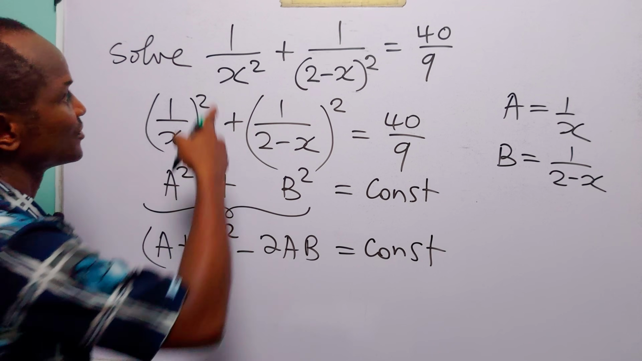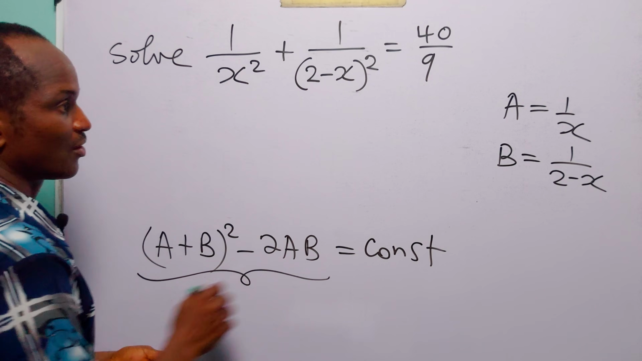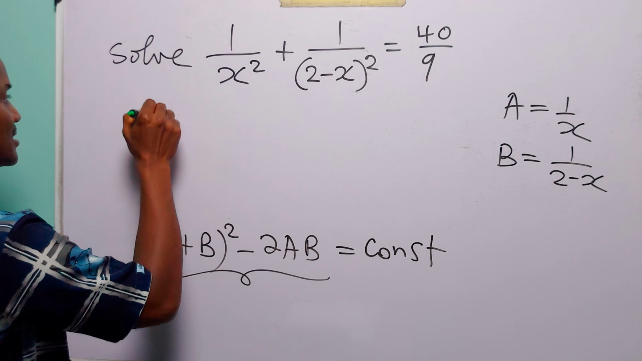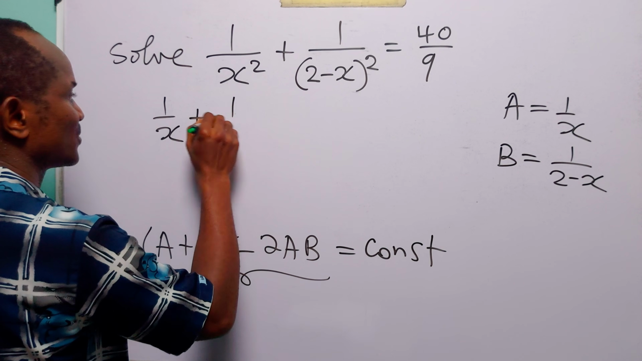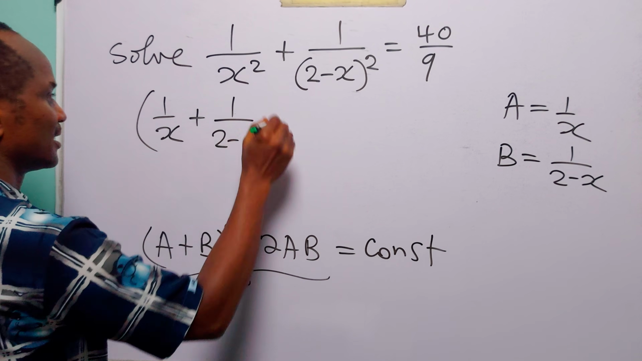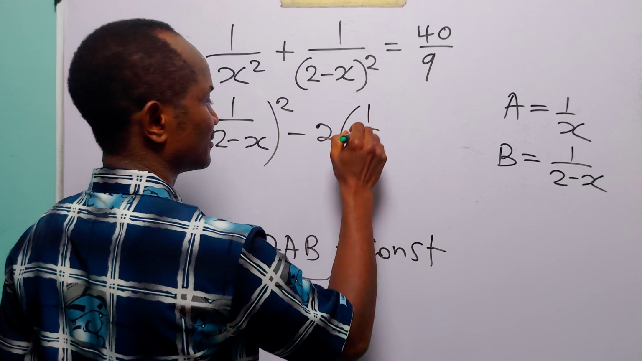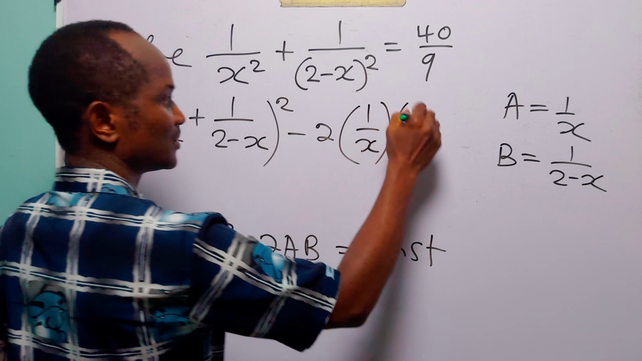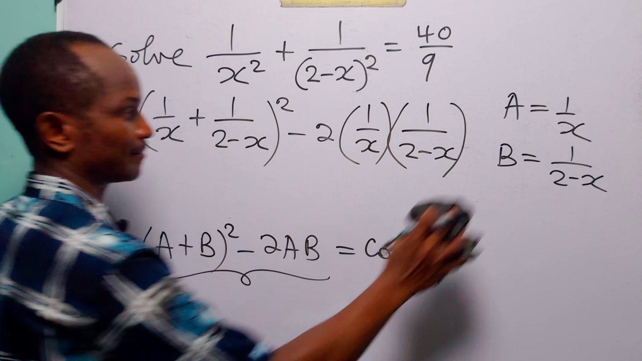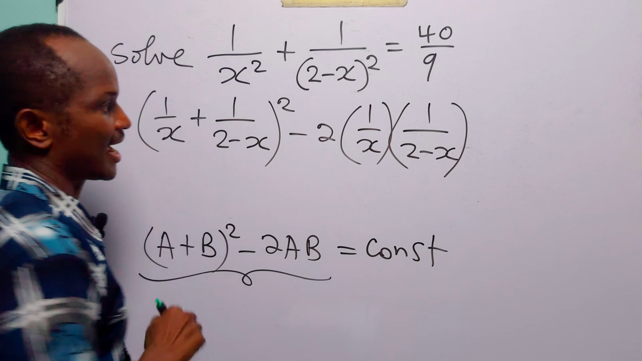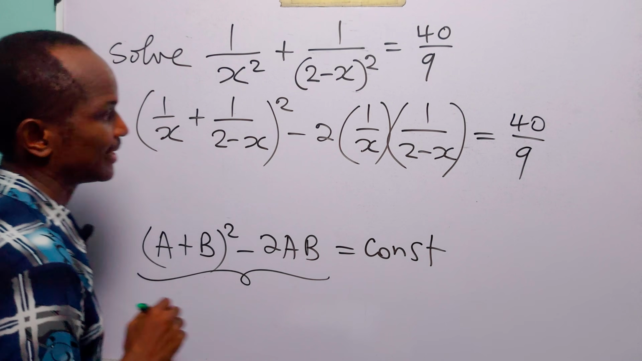Now, what we are going to do is to simplify this equation, we are going to write it in this second form. We have that a is 1 over x. So this is 1 over x plus b, which is 1 over 2 minus x. This is squared. Then minus 2 times a, which is 1 over x, times b, which is 1 over 2 minus x. And of course, this is equal to a constant, which in this case is 40 over 9.